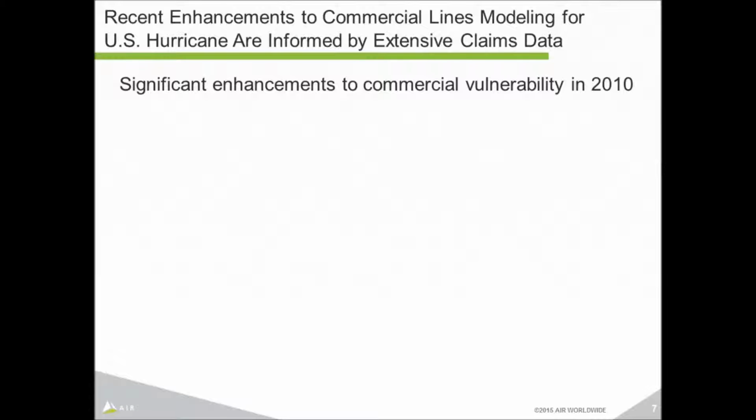To provide some additional details on commercial-oriented enhancements, let's further focus on changes made to our U.S. hurricane model as part of our most recent major model updates, first in 2010 and then most recently in 2015. For our 2010 update, which was the most comprehensive update we have undertaken to our U.S. hurricane model, we leveraged the wealth of claims data that we accumulated over the period from 2004 through 2008 to substantially refine our handling of commercial vulnerability.